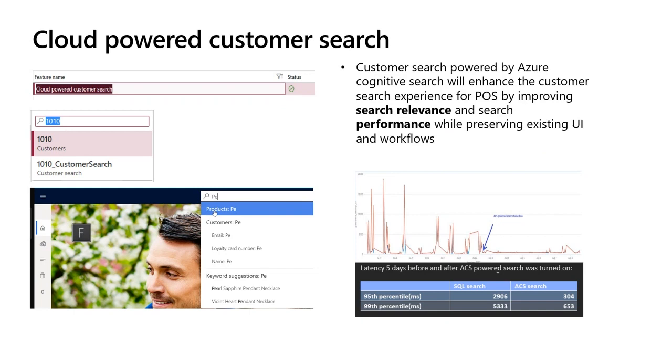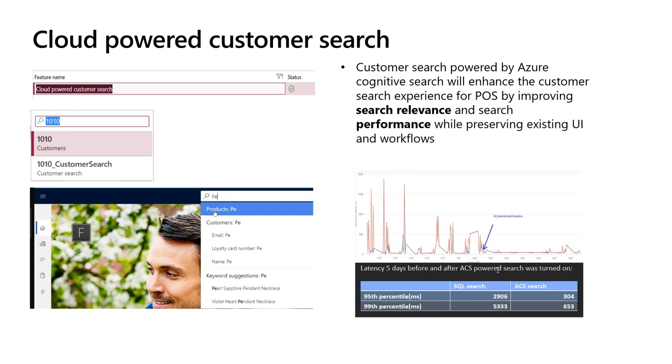Once this job is applied, you can run the global configuration job to synchronize the feature management changes with channel databases. Once this is done, you can see that customer search is enabled in POS.